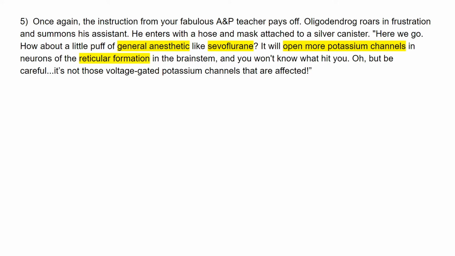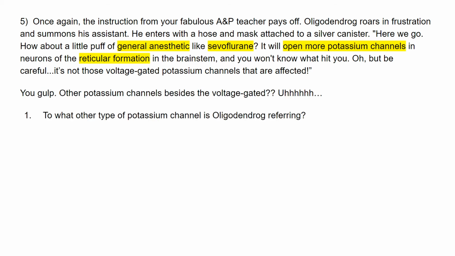Great. So this time we have an anesthesia, like the thing that puts you to sleep when you're going to have surgery. And they're telling us that it's going to open more potassium channels in this specific part of the brain. To what other type of potassium channel is he referring? So if it's not the voltage-gated channels, he must be talking about the leak channels. You know, those ones that are just always open and that allow potassium to just kind of diffuse out of the cell?